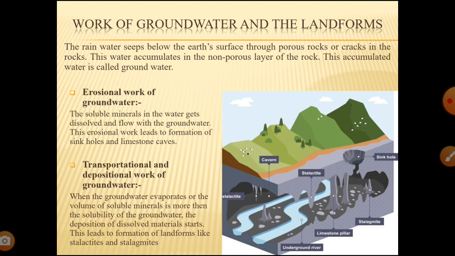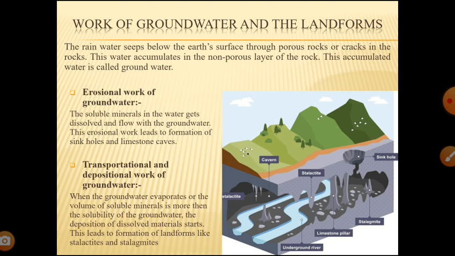Work of groundwater and the landforms. The rainwater seeps below the earth's surface through porous rocks or cracks in the rock. This water accumulates in the non-porous layer of the rock. This accumulated water is called groundwater.